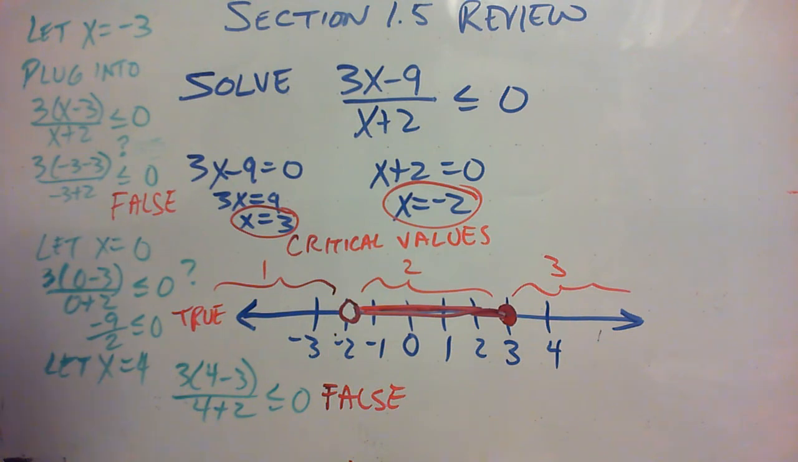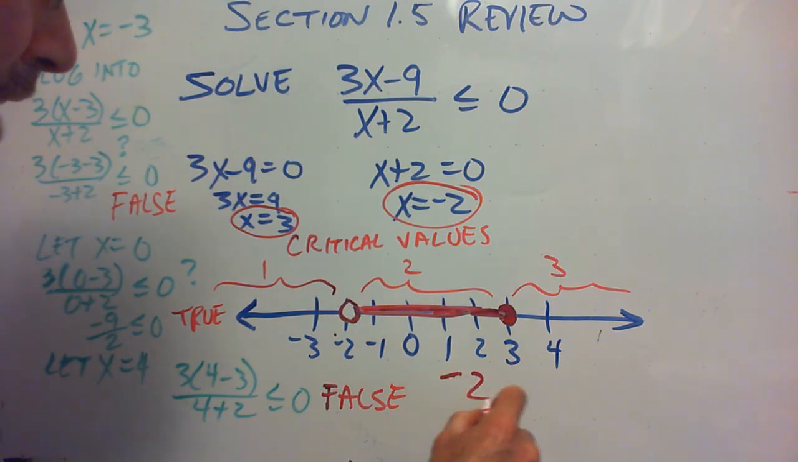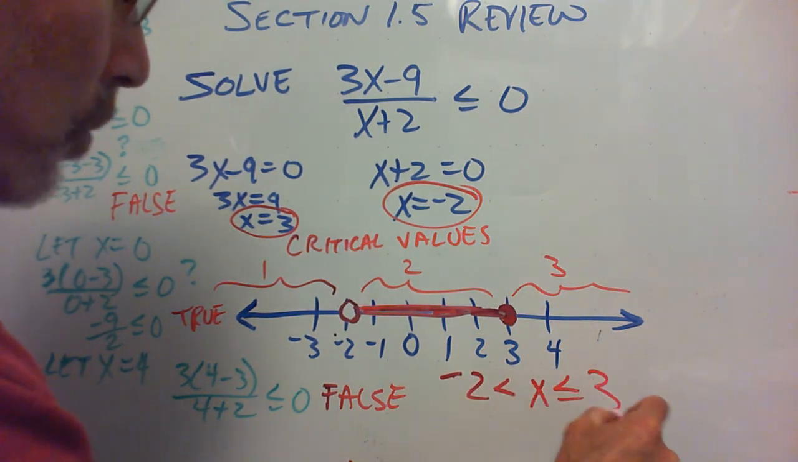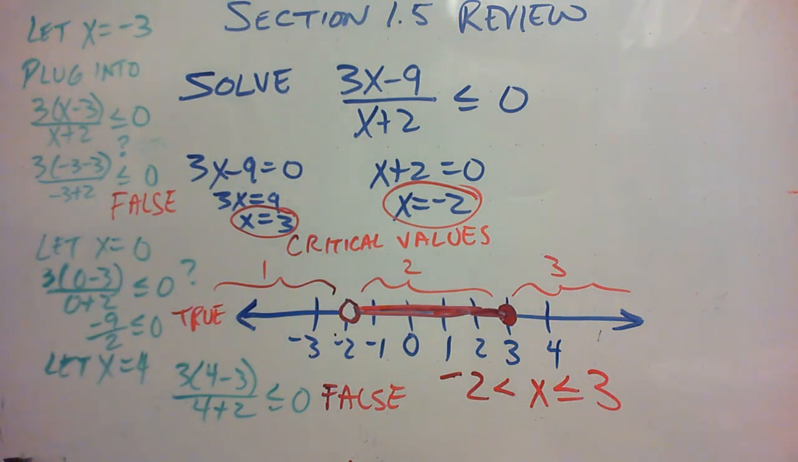So here our only interval is the second. So that gives us the answer negative 2 less than x less than or equal to 3.